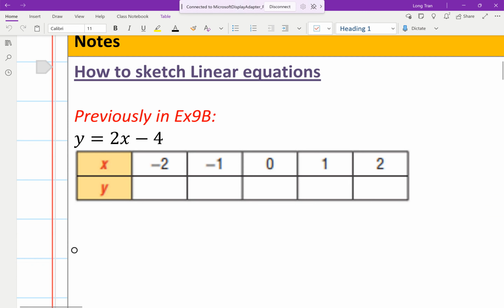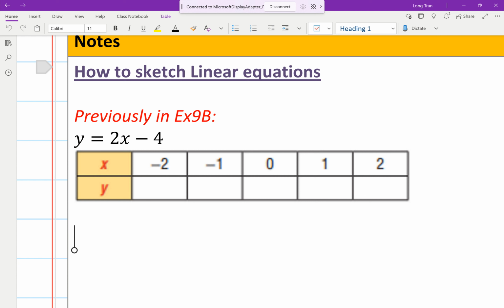Exercise 9B, when I first introduced this topic to you, you were given a rule, okay, and then what did you have to do in order to sketch this? What was the first thing you had to do? So you're given the rule, y equals 2x minus 4. What's the first thing that you had to do to complete exercise 9B? What do we do? Cooper, what do we do?